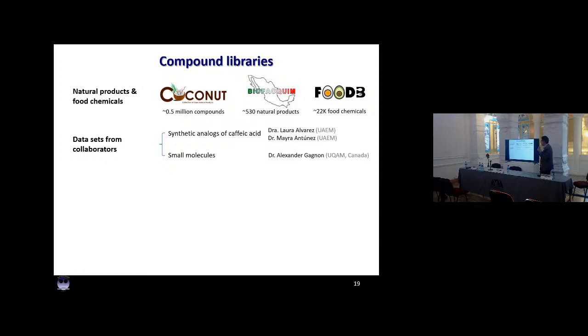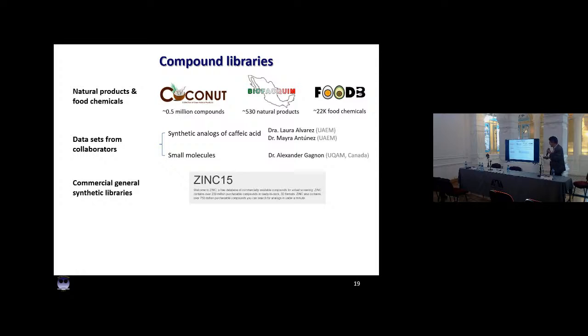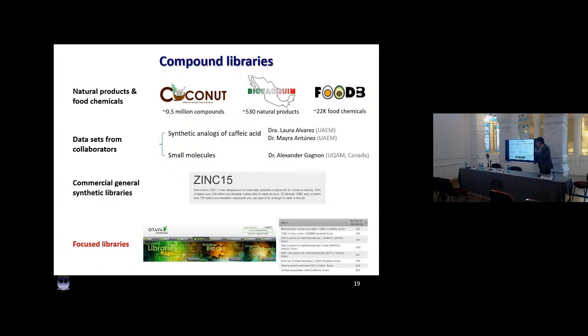We are also in close contact, as I said, with other groups working on synthesis, for instance, with the Universidad Autónoma del Estado de Morelos in Mexico, and a group in Canada, Professor Alexander Gagnon, working on the synthesis of potential inhibitors. For the commercial libraries, the primary source is the ZINC database. As we know, it's a compendium of other commercial libraries. And recently, there are several chemical companies that are releasing or working on focused libraries. These are synthetic compounds that are enriched, in this case, with potential epigenetic active compounds. The chemical structures are available. And if the research group or company identifies something interesting, the compounds are physically available for purchase.